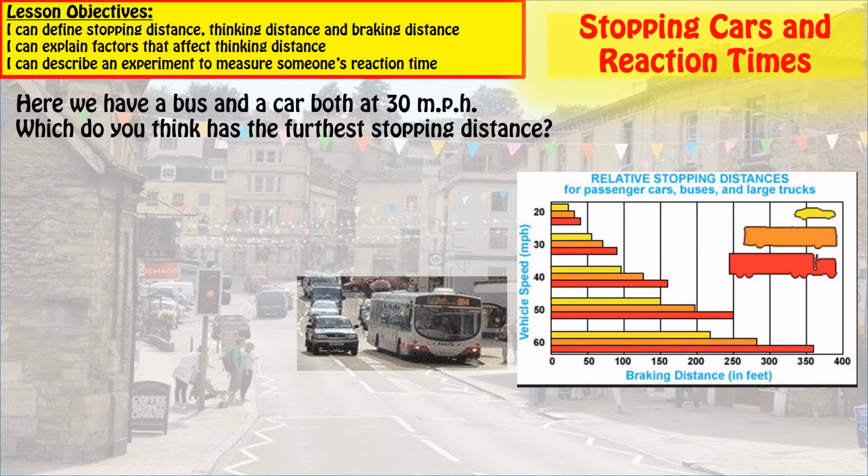Okay, let's look at the answer then. So 30 miles an hour, the car is the yellow bar and the bus is the orange bar. At 30 miles per hour, the yellow bar is about 55, 60 feet and the orange bus is about 75, 80 feet, something like that. So if you said that the bus would travel further, well done, tick your work because you've got that right.